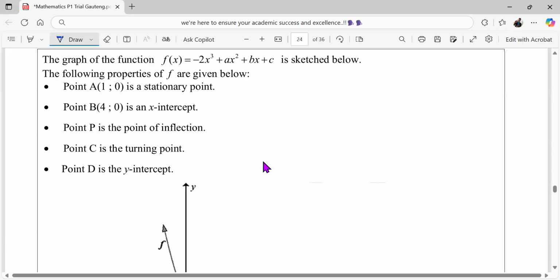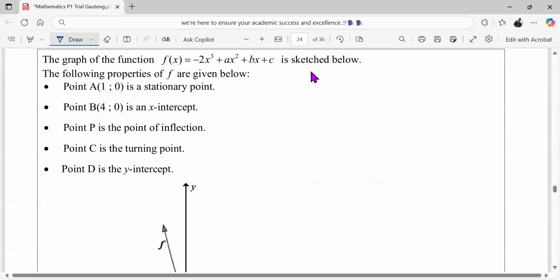So once again, they say the graph of the function f(x), which is defined as negative 2x cubed plus ax squared plus bx plus c, is sketched below. We are not given the entire equation of the function. We are only given the coefficient of x cubed, which we know determines the shape. If it is negative, then the function will look like this. But if it's positive, the function will look like that. The following properties of the function are given.